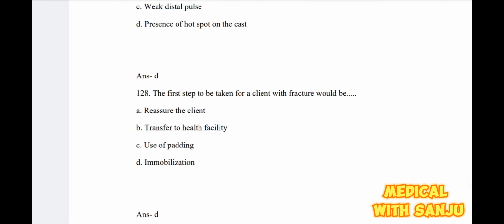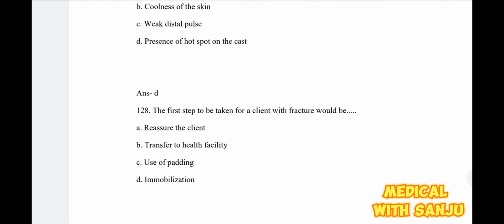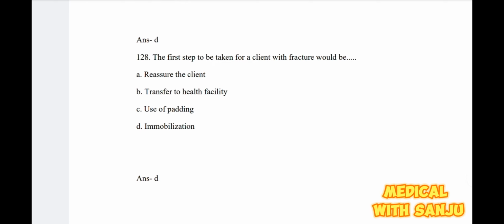Question number 128. The first steps to be taken for a client with fracture would be option A reassure the client, option B transfer to the health facility, option C use of a padding, and option D immobilization. The right answer is option D, immobilization.